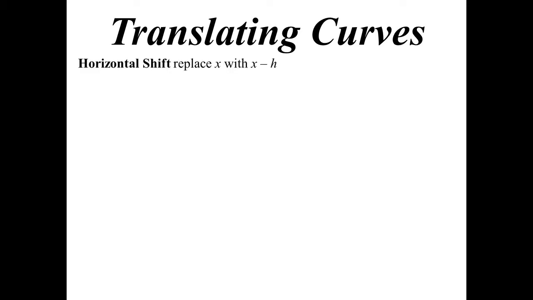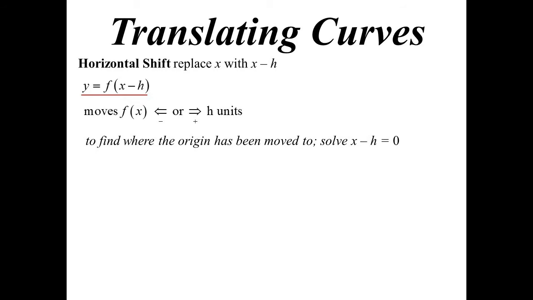A horizontal shift, if we're looking at the function, is when we replace the x with x minus h. So it becomes y equals some function of x minus h, and that'll represent a horizontal shift, either left or right, depending on whether it's positive or negative, h units. If ever you're unsure how it's shifted, to work out where the origin has been moved to, solve x minus h equals 0. Whatever the answer is, that's where 0 has been moved to.